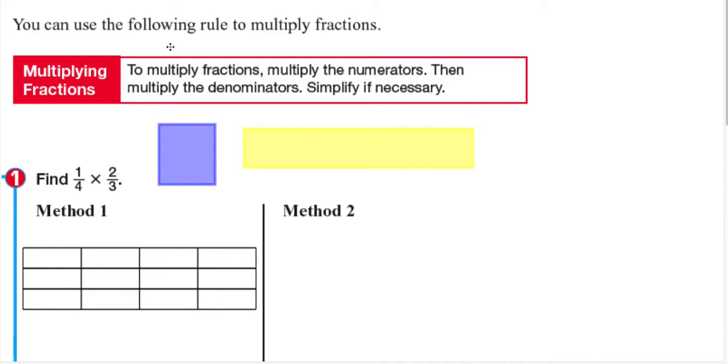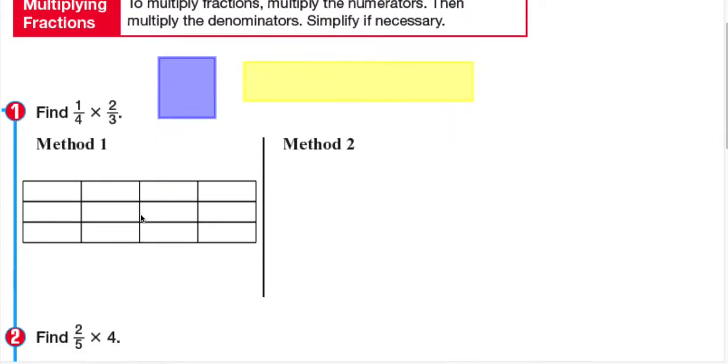Okay? And this is the rule that we are going to follow. You can use the following rule to multiply fractions. To multiply fractions, simply multiply the numerators, then multiply the denominators. Simplify if necessary. Let's take a look at example number 1.